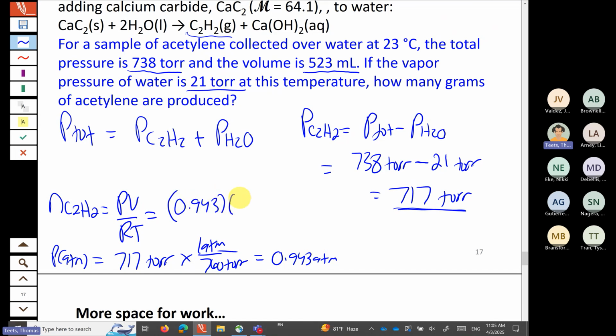The volume of the gas: we don't have to change the volume, even though some of the pressure is water. Remember, both gases occupy the entire volume in a mixture. So the total volume will still be 523 milliliters, which has to be converted to liters for the ideal gas equation. So 0.523 is the volume given to us.